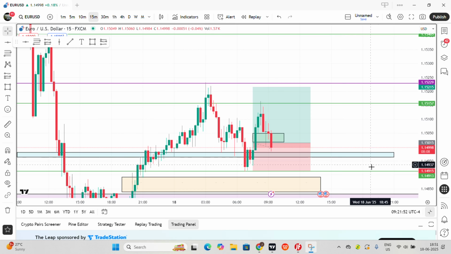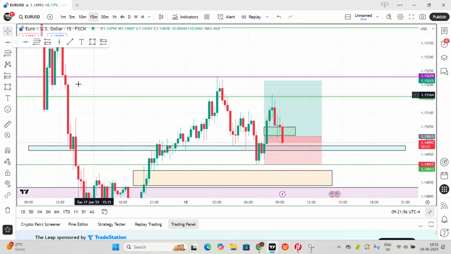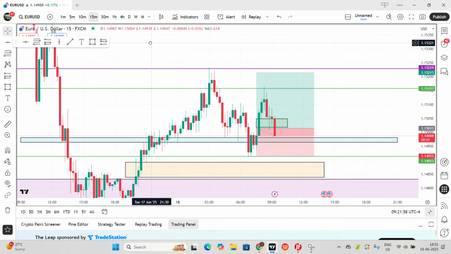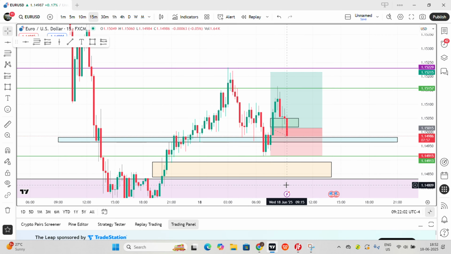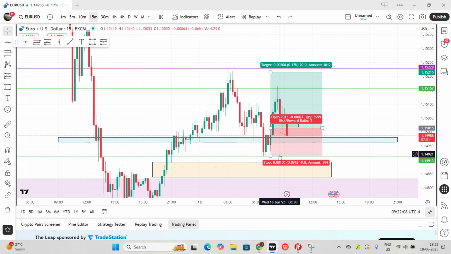The date today is 18th of June 2025 and this right here is the 15-minute chart of Euro USD. What's the time right now? 9:15 a.m. New York time, and this is the second trade which I have placed in Euro USD.